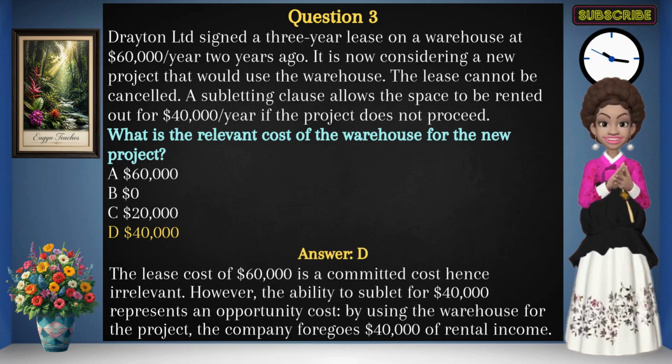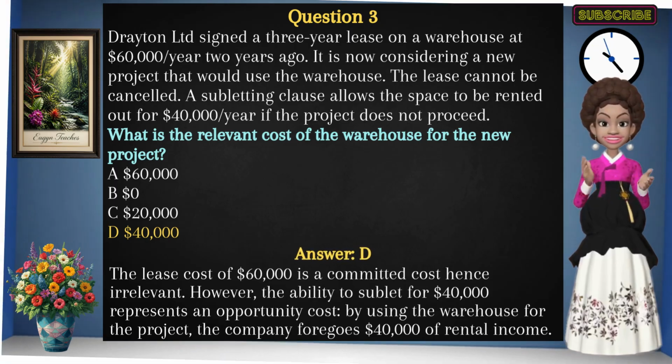The correct answer is D. The lease cost of $60,000 is a committed cost. It will be paid regardless of the decision made. Therefore, it is irrelevant. However, the ability to sublet for $40,000 represents an opportunity cost. By using the warehouse for the project, the company forgoes $40,000 of rental income. Therefore, the opportunity cost of $40,000 is the relevant cost.